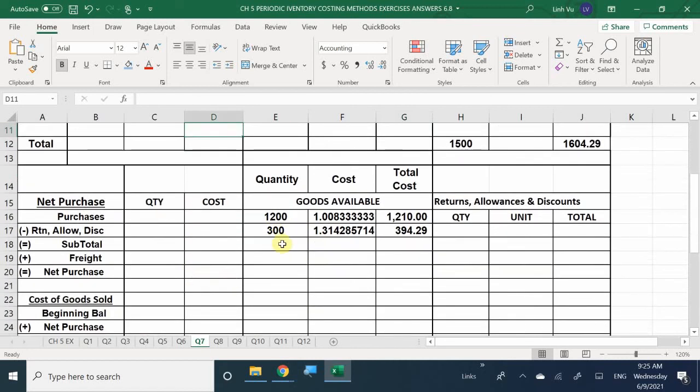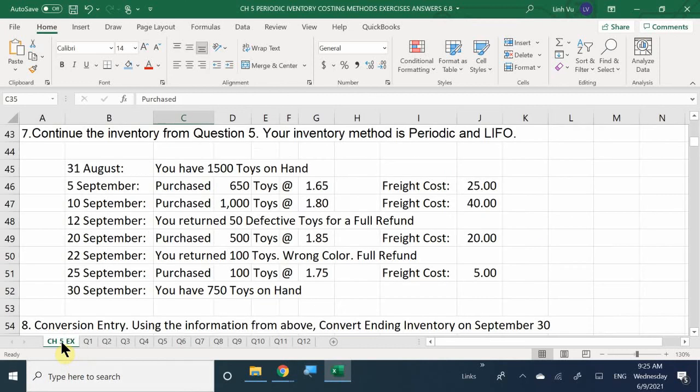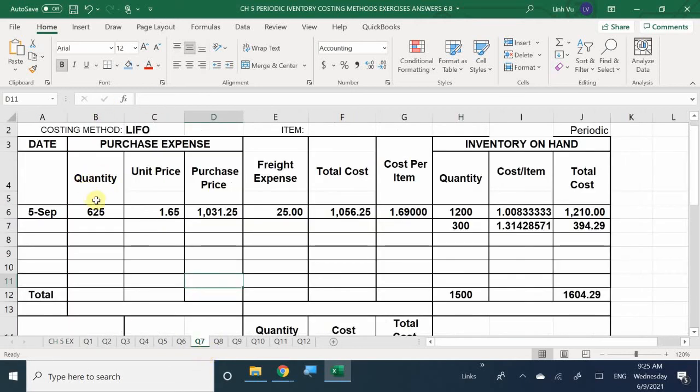Go ahead. Question, what question are we on again? I'm sorry. We are on question number 7. Okay, because I have the printout from that day, and on your printout it says purchase 650 toys, not 625. Thank you. It does say 650. I'm sorry. Yeah, because my numbers were not matching. I'm like, what did I miss?